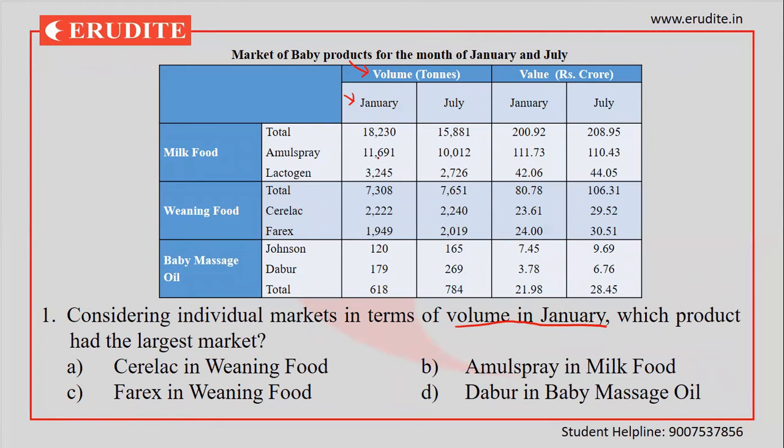So in case of the volume part, if I check which product has the largest market, we will be able to see there are some company names given: Amul Spray, Lactogen, Cerelac, Farex, Johnson, Dabur, and out of these six, four options are given. And the largest market is Amul Spray. So my answer goes to Amul Spray in milk food, option B.